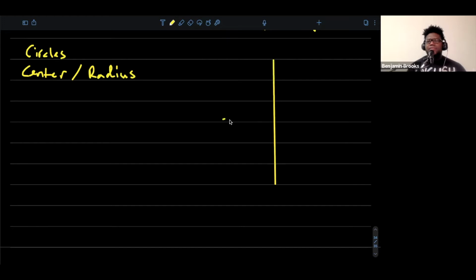All right, circles. There's two main things that we need to know about circles. One is their center, and the second thing is their radius. Center and radius. All right. And so if we think about a circle, for example, in the Cartesian coordinate system here, we could have this circle. Ooh, that is not circle looking, but you get the idea.